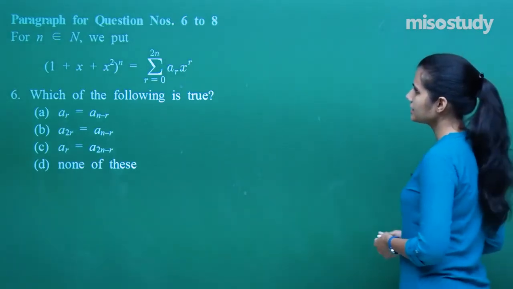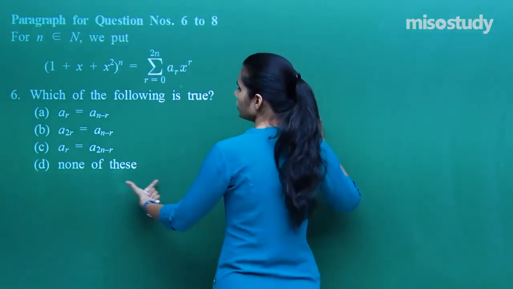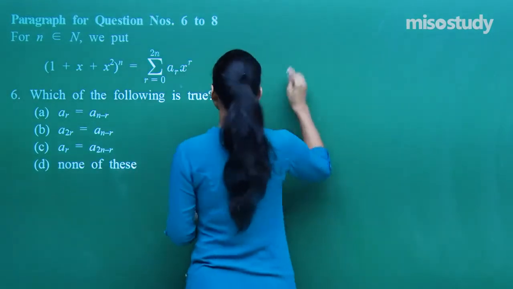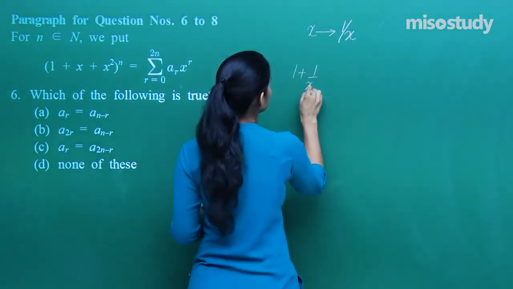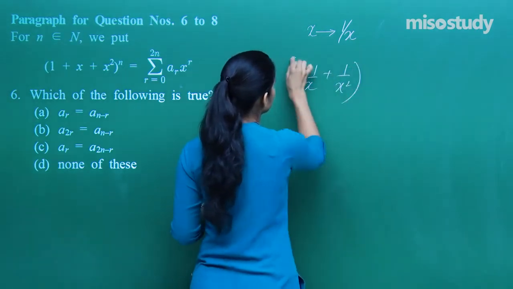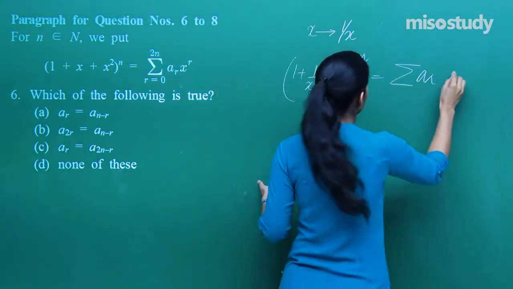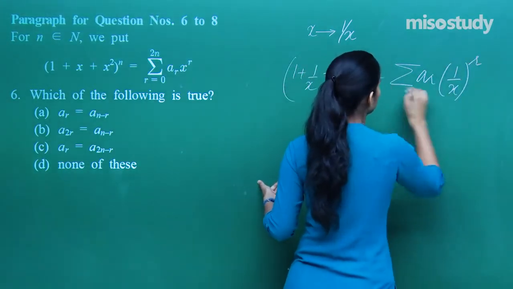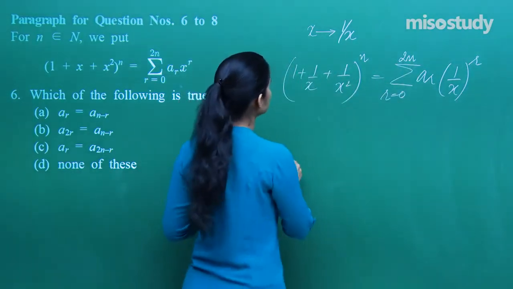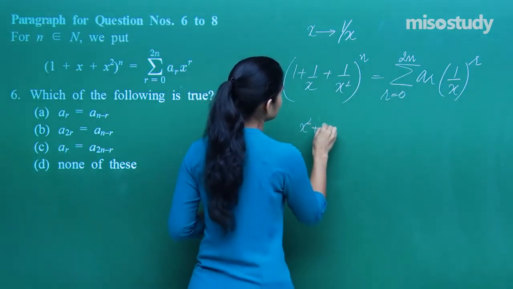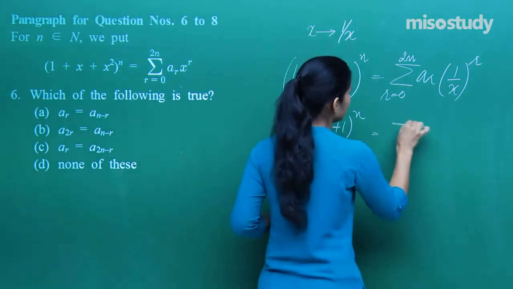Let's talk about this. It says that 1 plus x square whole to the power n is this expression. Which of the following is true? Now over here, just observe the options very, very nicely. If you replace x by 1 by x, you get 1 plus 1 by x plus 1 by x square whole to the power n equals summation ar 1 by x whole to the power r running from 0 to n. Now the moment you get this, you know this can be written as x square plus x plus 1 whole to the power n upon x to the power 2n equals this.